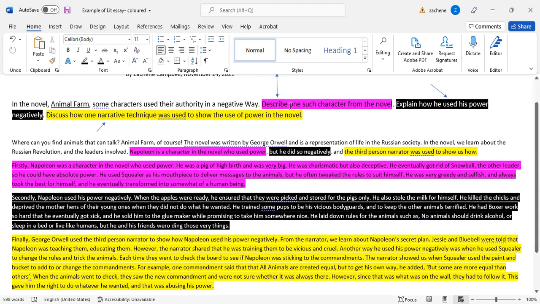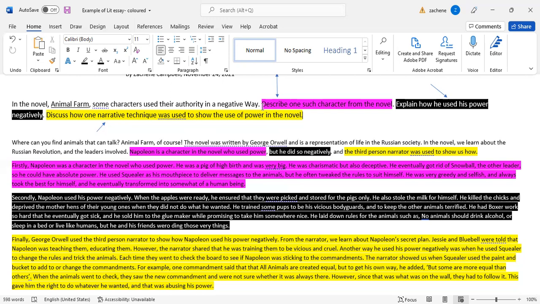So here we are. We have singled out each instruction in the question, and then we have read through to see which character, in this case, it's a character. We have read through to see which character would be the best character for us to use to answer the question. It is extremely important.